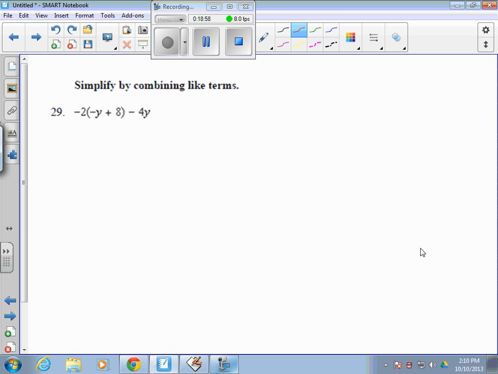Then simplify by combining like terms. Negative 2 times negative y is positive 2y. Negative 2 times 8 is negative 16, minus 4y. Then you have like terms, 2y and negative 4y, so that's negative 2y minus 16, which is all you can do with that one.